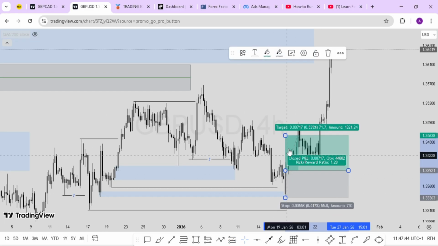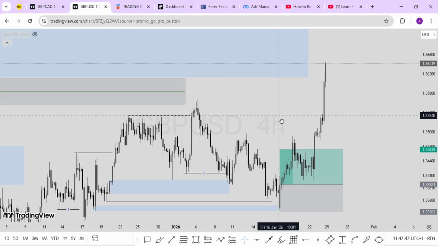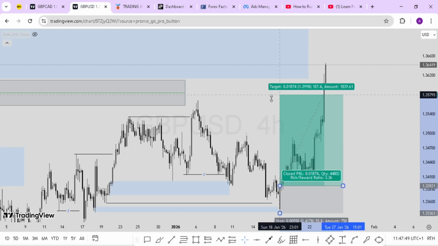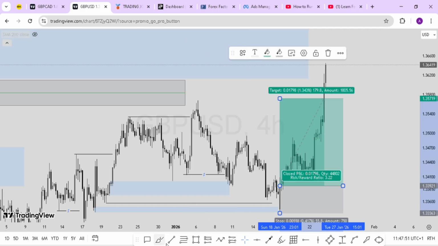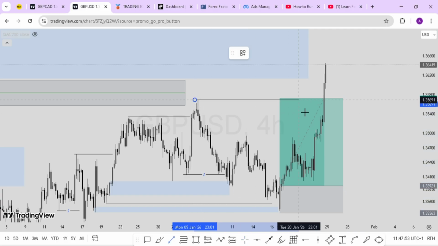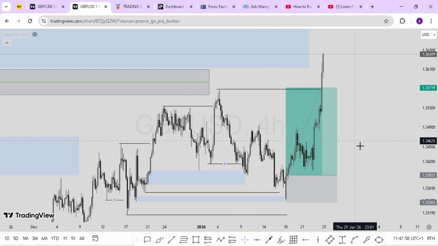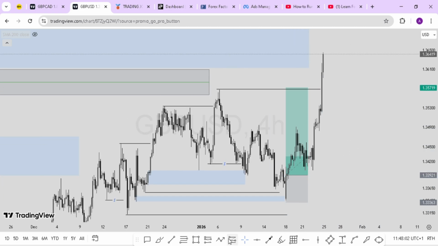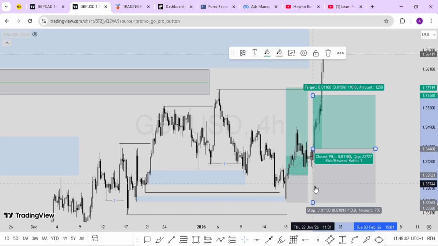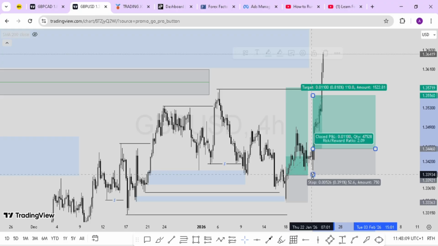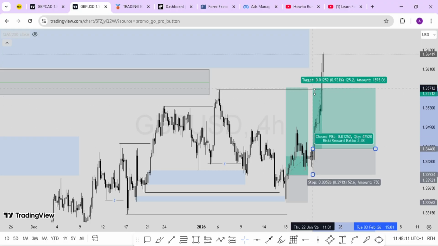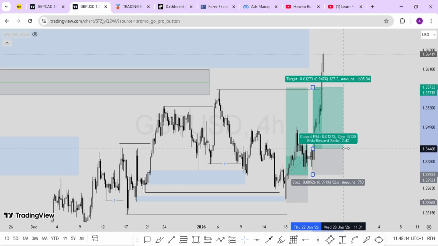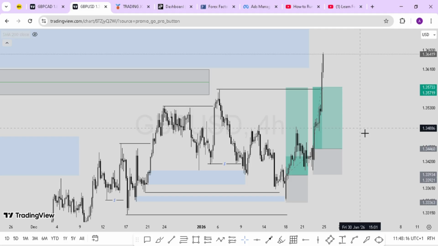So I placed my order here, and I target my 1 to 3. I don't take more than 1 to 3, as I used to explain. So I target this high, and you can see how lovely the market gave me a clean setup, a clean trade. Actually, I had two positions here because I added another one here. When the market delivered this, I think I added another one somewhere here, and I also target the same high. So I had about 5% return on investment on this trade.